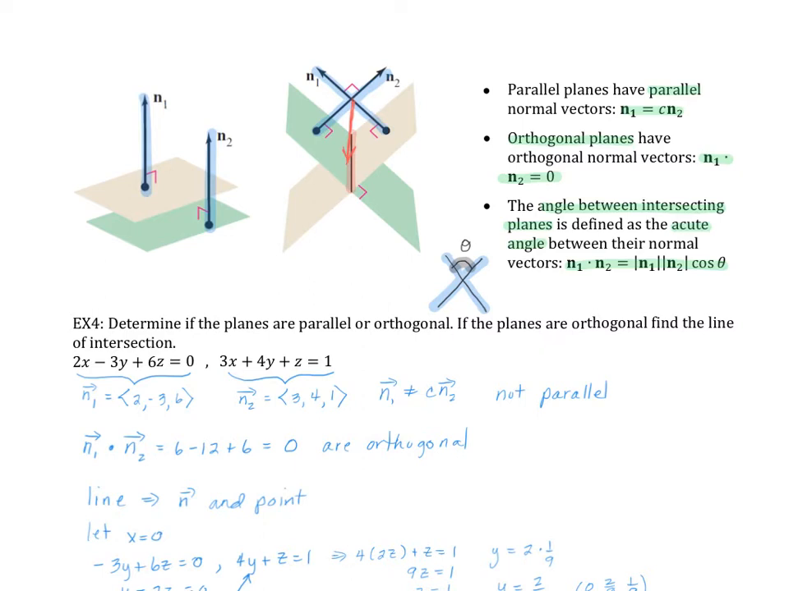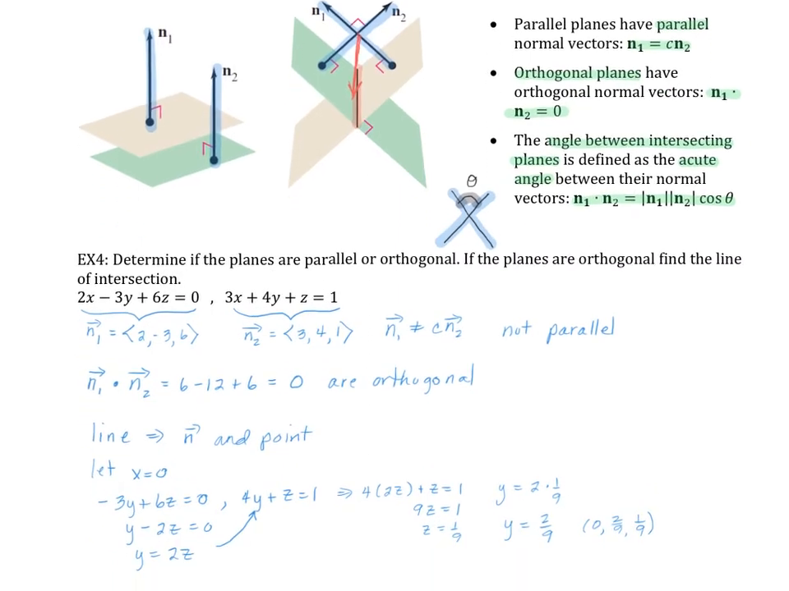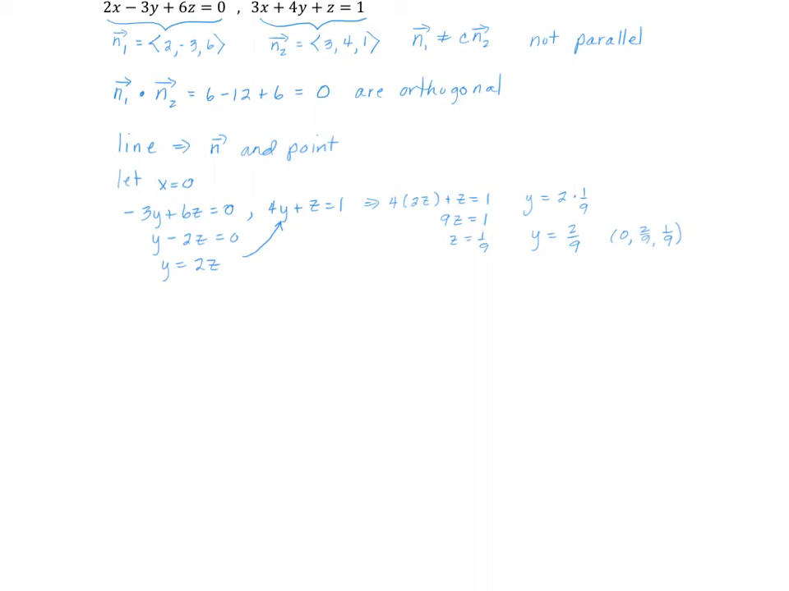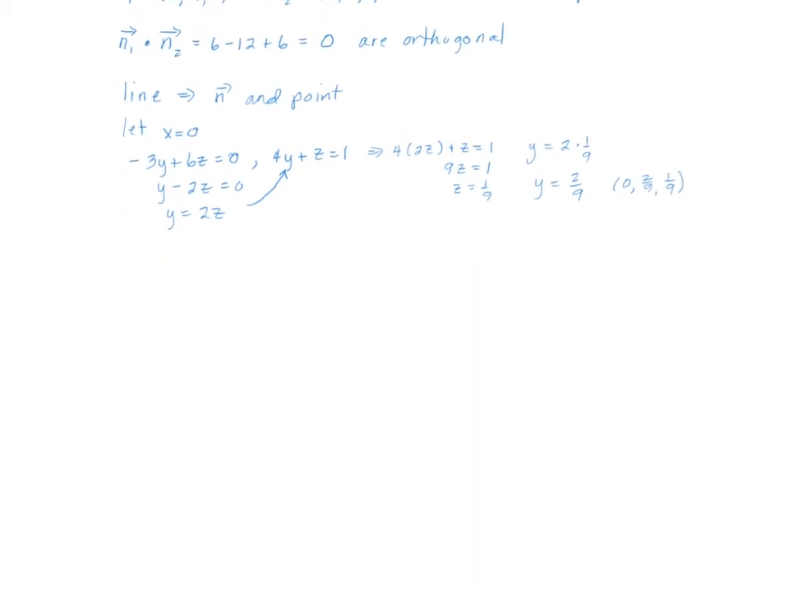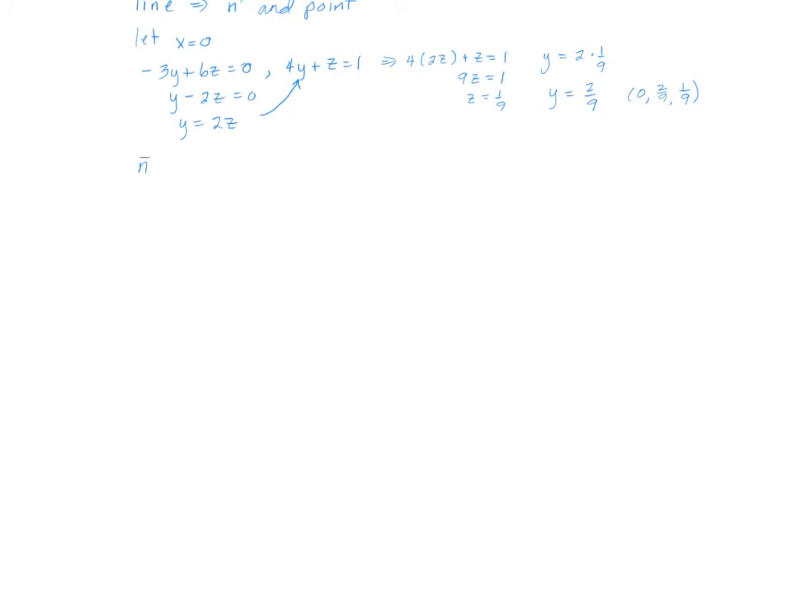So remember, all I need for a line is a point and a direction vector. To find that direction vector, all I have to do is take the cross product of my 2 normal vectors, n sub 1 and n sub 2. And that will give me my direction vector for my line. So my vector is going to be equal to the cross product of n sub 1 and n sub 2. And the direction doesn't matter.